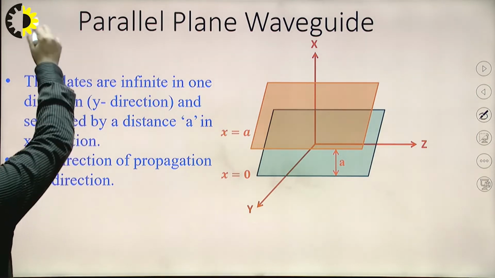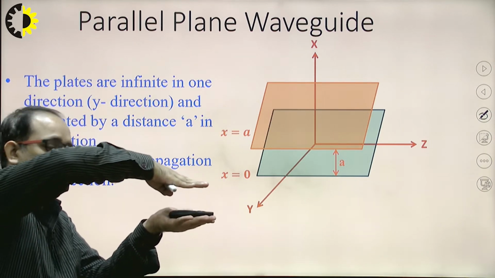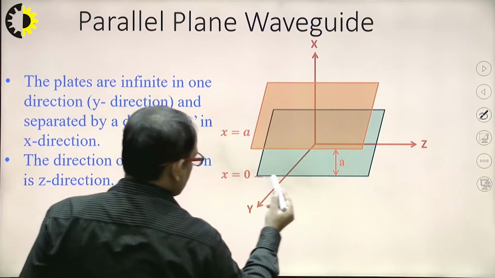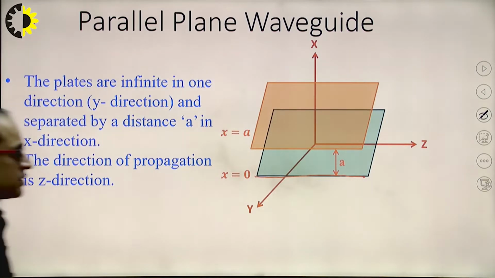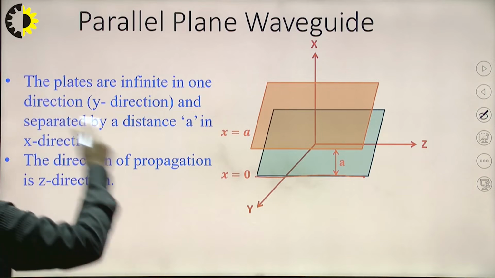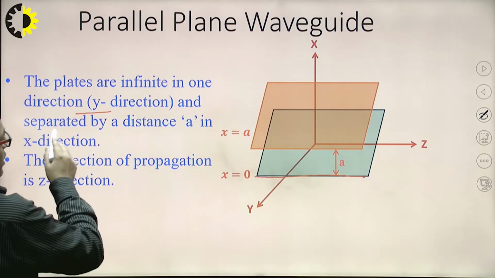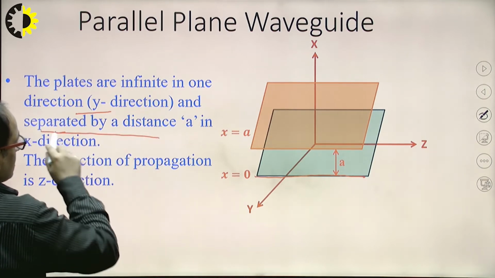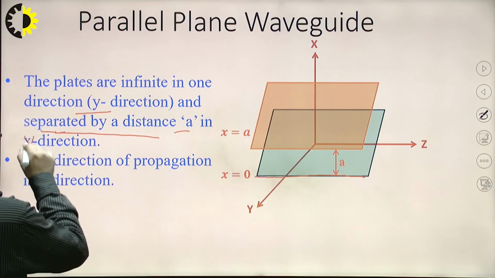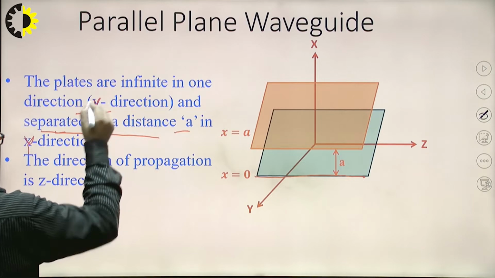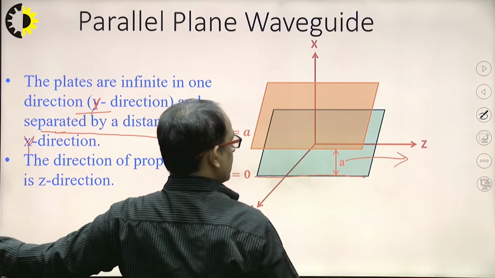So first, the basics of the parallel plane waveguide. In this, one plate is this one and another plate is this one, and the two planes are parallel. The distance between the two plates is A, and the plates are infinite in one direction. They are separated by a finite distance A in the y direction. Clear? This is the y direction and this one is the x direction. So the direction of propagation is in the z direction. Clear?